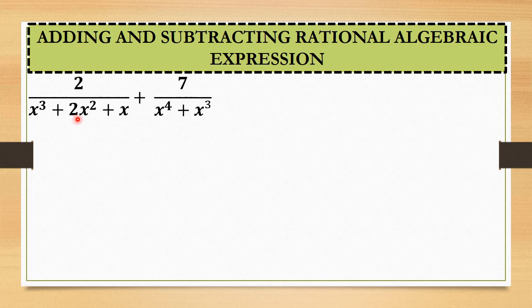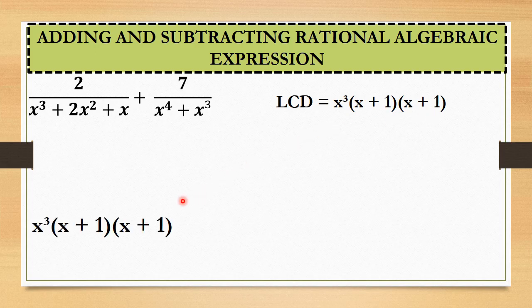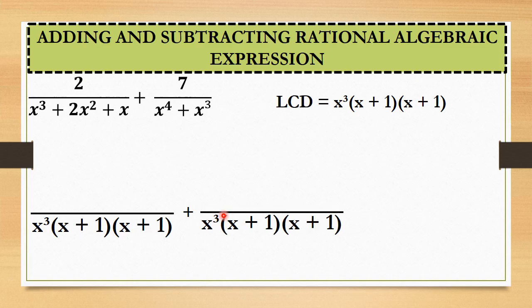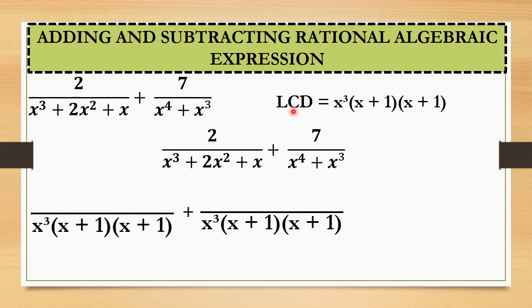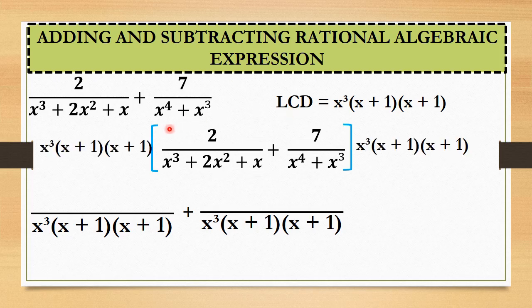Okay, so ito yung original rational algebraic expression, and our LCD is x cubed times x plus 1 times x plus 1. So, ito na yung gagamitin nating LCD. Then, let us multiply the original fraction by the LCD, so both sides of the expression.